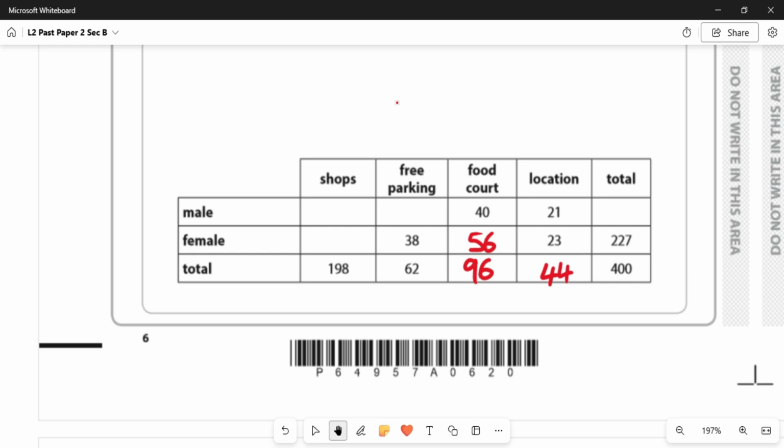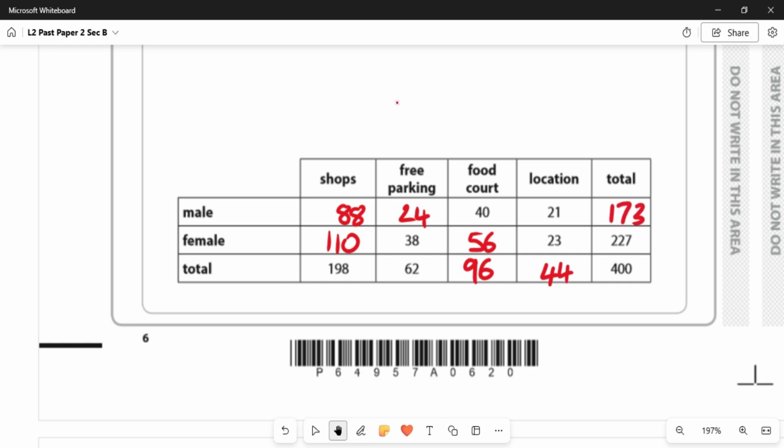So let's do 227, take away 38, take away 56, take away 23. I should have 110 here. And 198 take away 110 is 88. That goes there. Oh, I can do this one as well. 62 take away 38 is 24. And now, I could just take away 400 take away 227. I get 173 here.